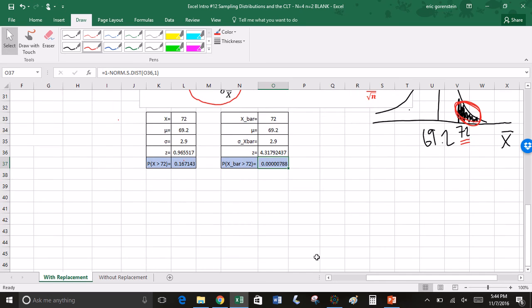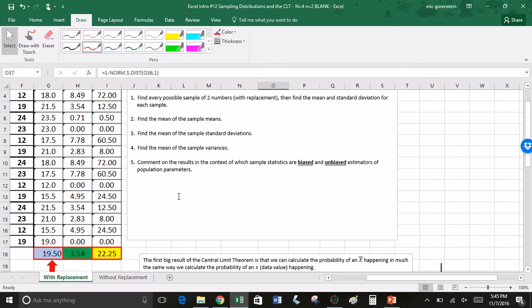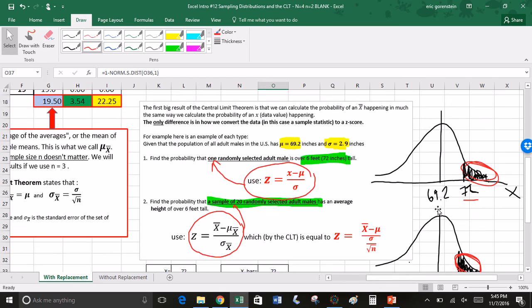All right, that about does it for this one. I posted the solutions to this Excel file, and I posted some more information here in red text about the biased versus unbiased estimator. So please have a look at that. And otherwise, that does it for this one.